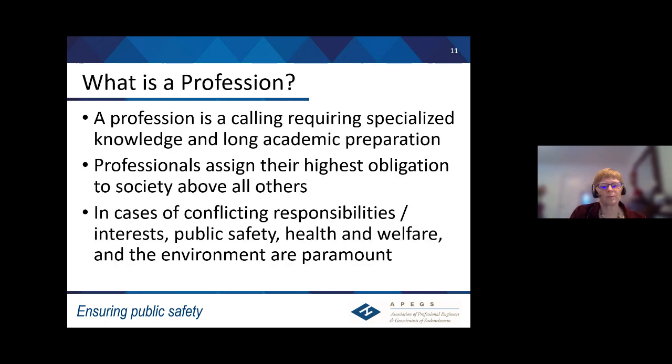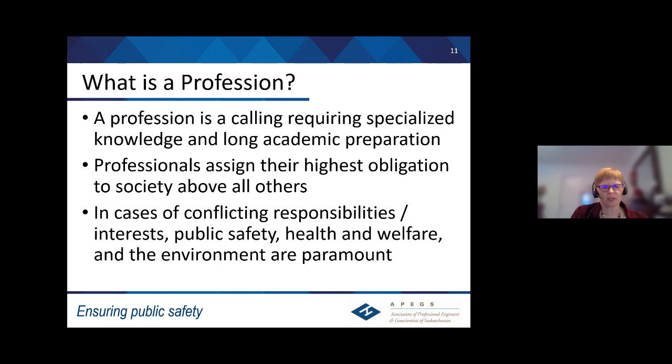So for the purpose of professional regulation in Canada, these are some definitions of profession and professional that are relevant. All of the regulated professions in Canada require specialized knowledge and long academic preparation in order to qualify. And this distinguishes it a little bit from things like trades, where a lot of it is practical hands-on experience. It doesn't have that theoretical background.